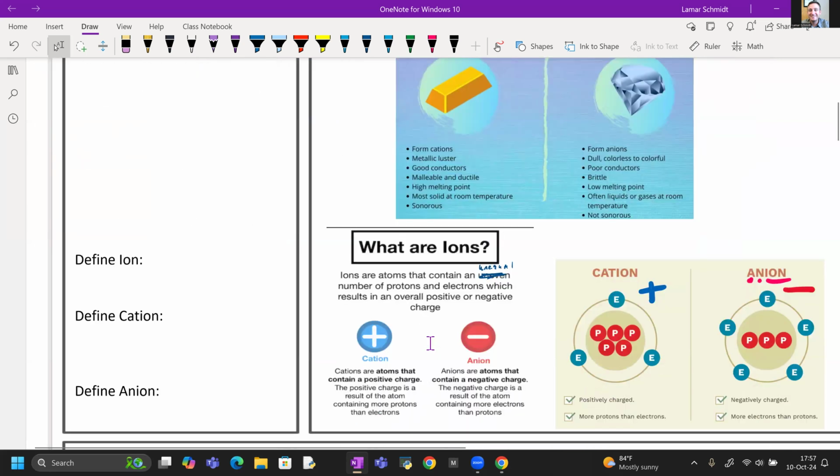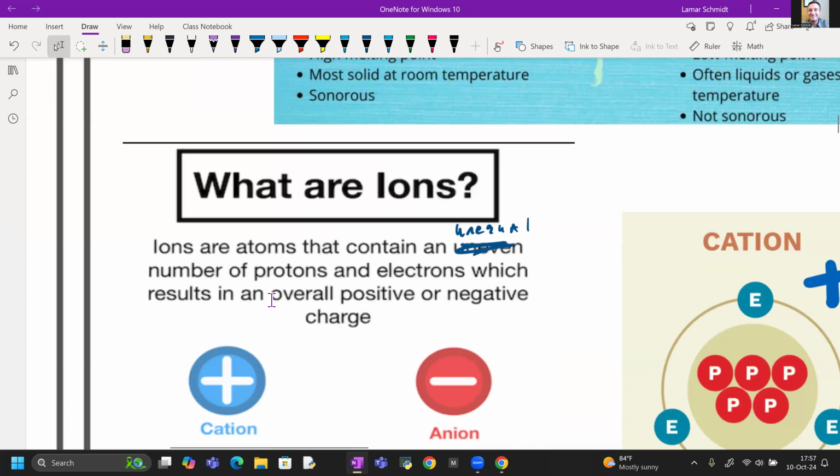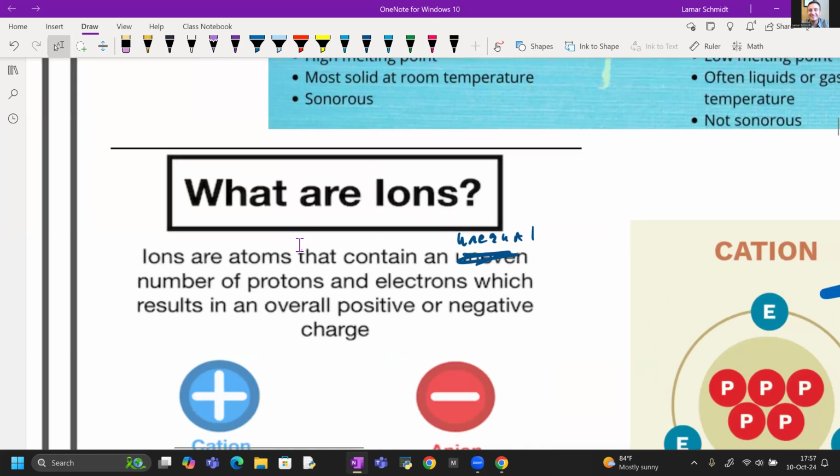So we're going to go ahead and start with ions, and our job today is to define ion, define cation, and define anion. Ion is just a general term for an atom with a charge. Ions are atoms that contain an unequal number of protons and electrons, which results in an overall positive or negative charge. If we summarize that real quick, ions are atoms with a charge.